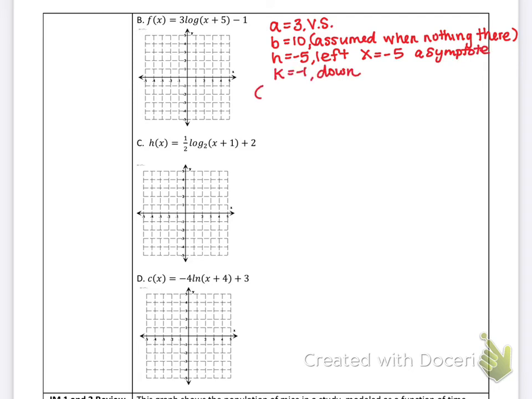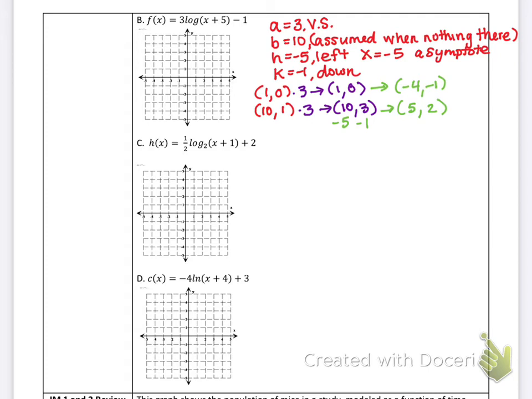Okay, and we are again going to start with 1, 0 and B, 1. So our B here is 10. We'll multiply the Y values by our A. Notice that our X values did not change, and then we're going to subtract 5 from our X's and subtract 1 from our Y's. And that will give us our 2 reference points. So again, we always want to start by identifying the asymptote first, then plotting our 2 points, and then giving it a nice little curve.